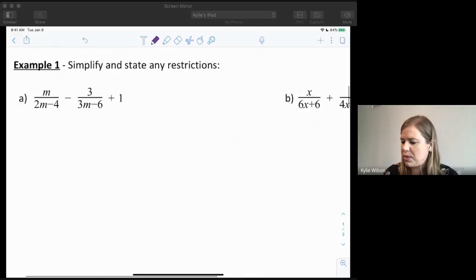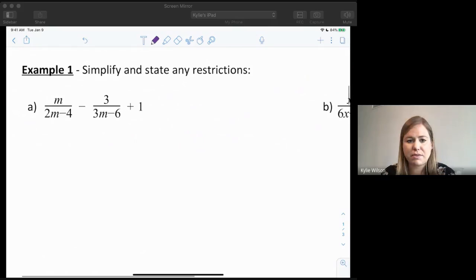For example 1, we're going to simplify this, and we need to state any restrictions. Don't forget that. On our quiz tomorrow, if you do not state your restrictions, you will lose marks, because that's an essential part of solving the problem. If they're not there, you will notice that you lose marks for that.